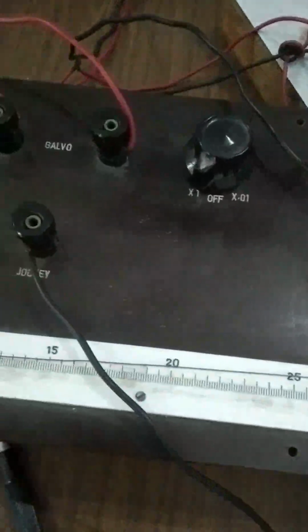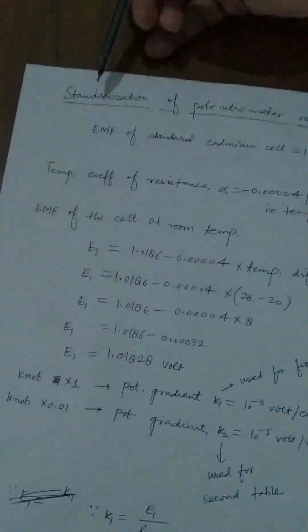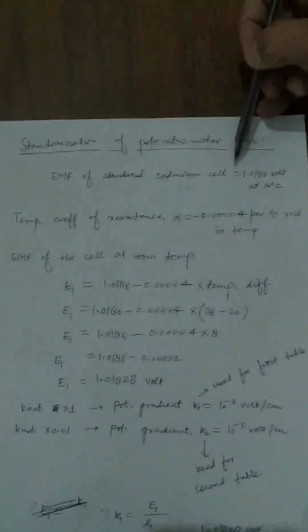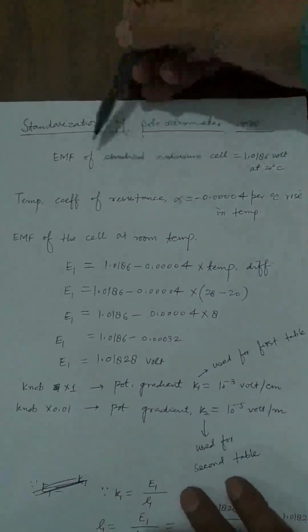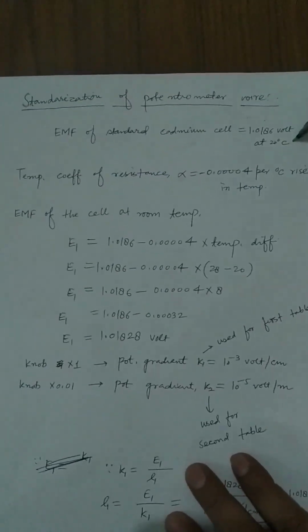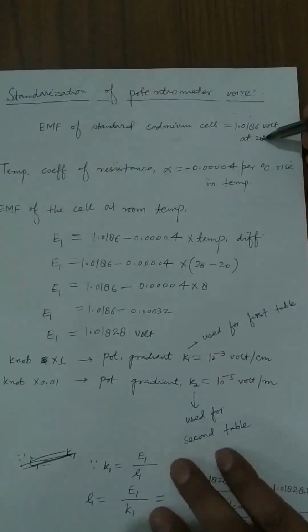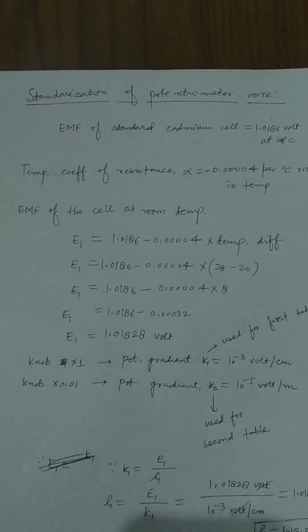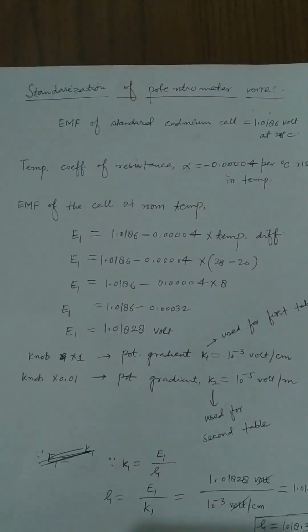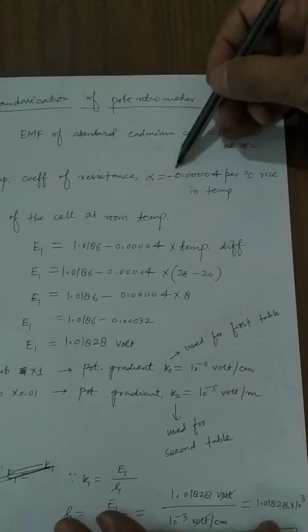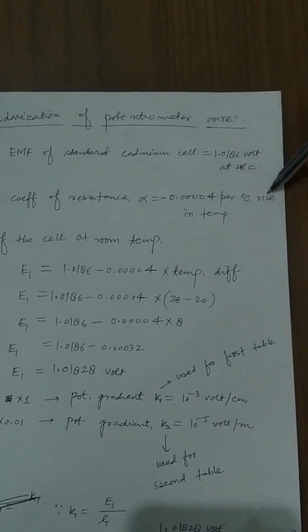Okay, so this is the way in which we can standardize the potentiometer wire. I have written down over here the standardization of potentiometer wire. The EMF of the standard cadmium cell, which I showed you just a minute ago, is equal to 1.0186 volt at 20 degrees Celsius. This is the voltage given at 20 degrees Celsius, but right now, when we are recording this video, the room temperature is 28 degrees Celsius. So we have to take the difference of the temperature. And the temperature coefficient of resistance alpha equals minus 0.4 times 10 raised to the power minus 4 per degree Celsius rise in temperature.